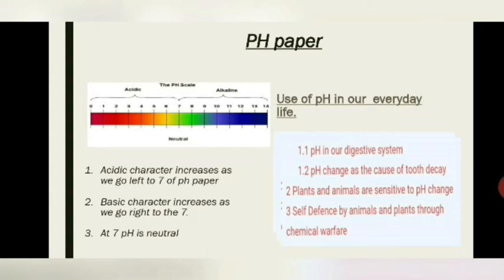And the third point is that at 7, pH is neutral, right? At this 7 point, it is neutral, neither acidic nor basic. In the next slide, I have shown this in a more recognizable way. We can understand it there also.